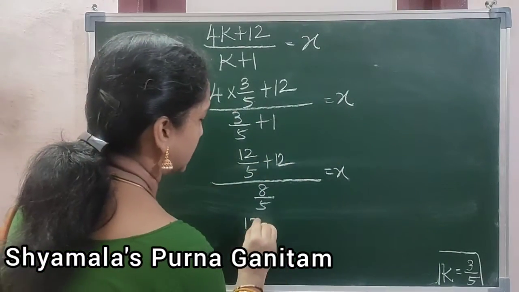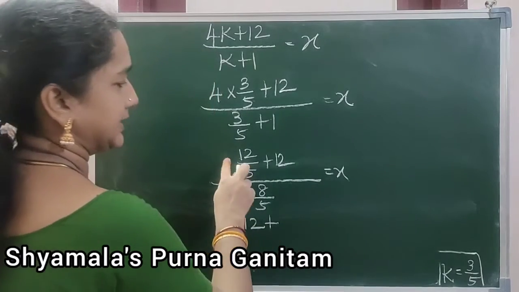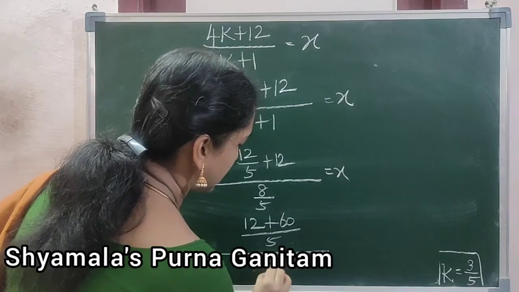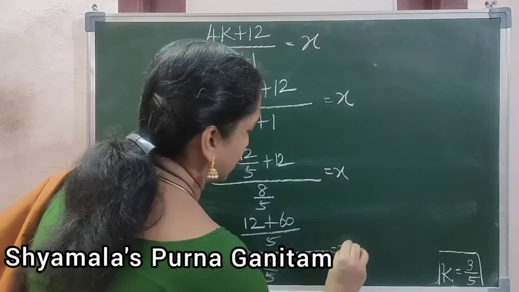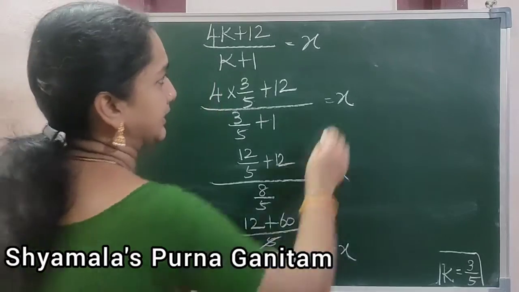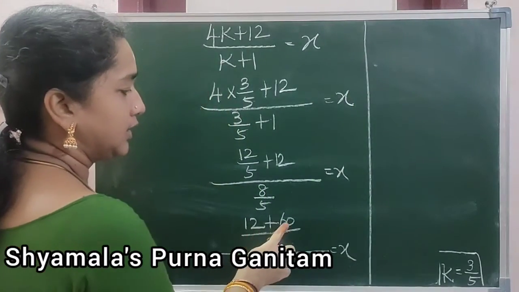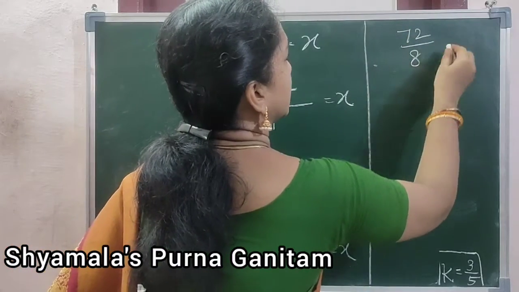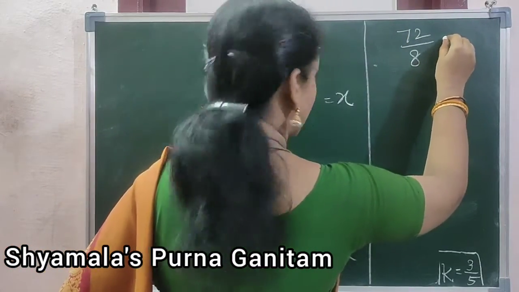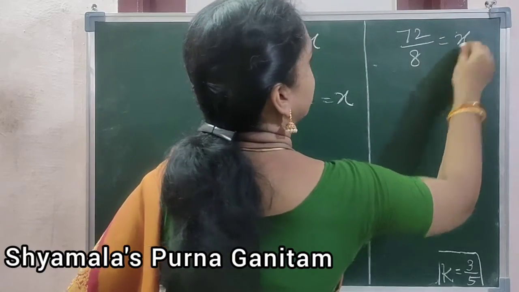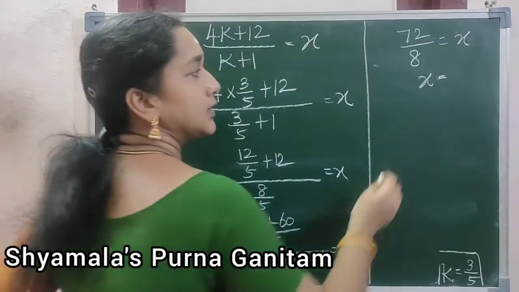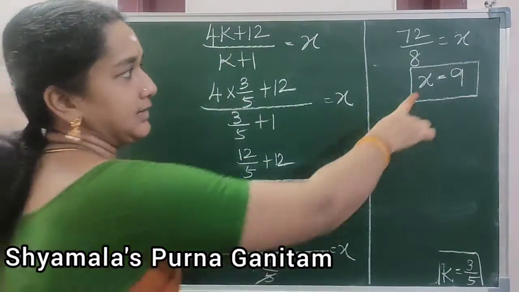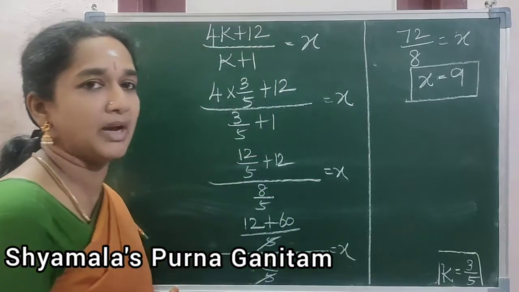Then this one is LCM. 12 plus 12 5s are 60, so 72 by 5, by 8 by 5, is equal to x. So this 5 will get cancelled. Then after this, 60 plus 12 is 72, 72 by 8 is equal to x. So what is our x value? 9 times. So the x value is 9 and the k value is 3 by 5.